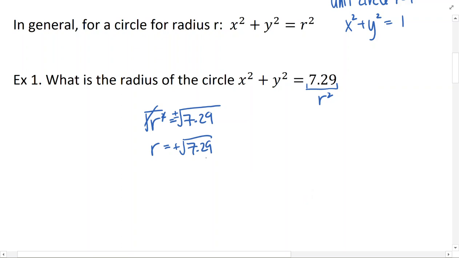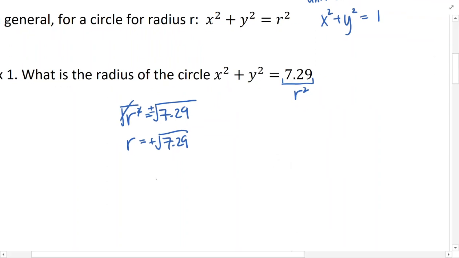And let's just write down our answer without the square root here. So after square rooting it, you'll get r equals 2.7. And here is your solution.